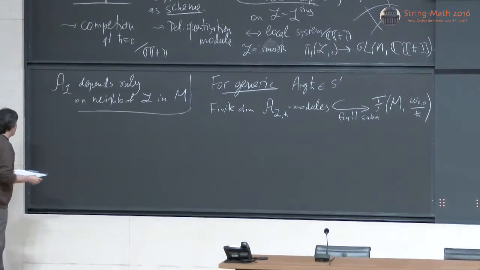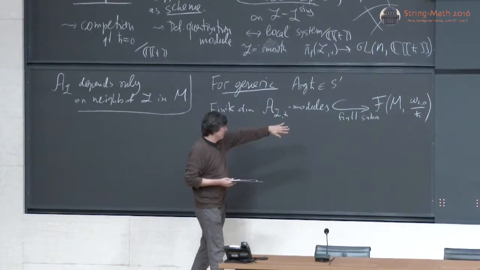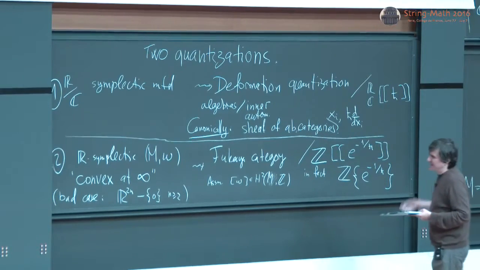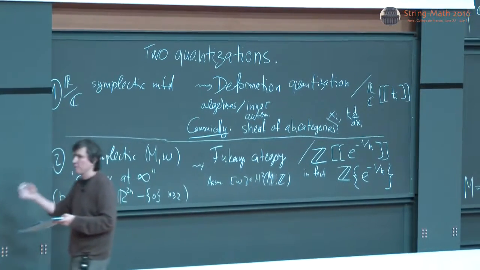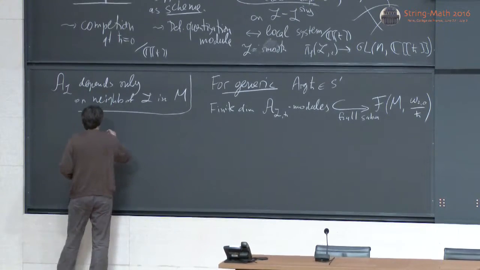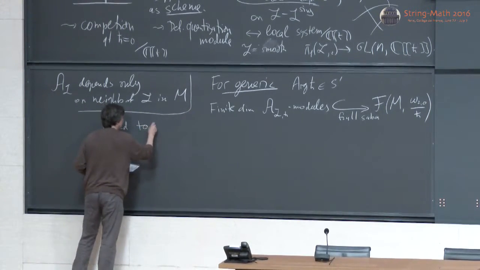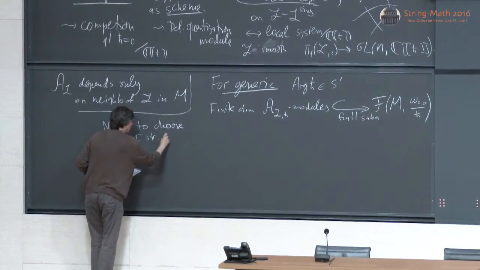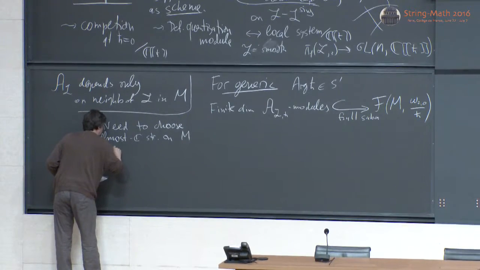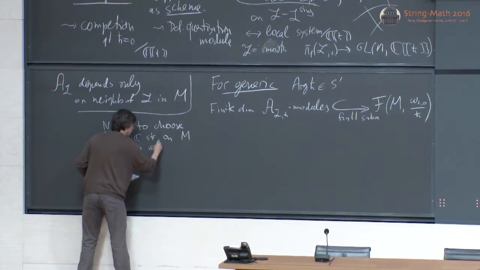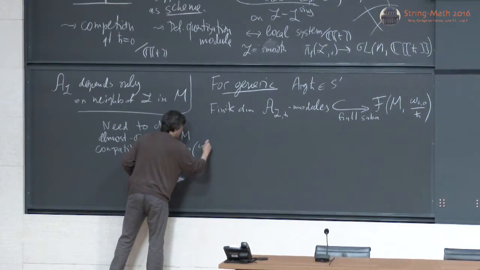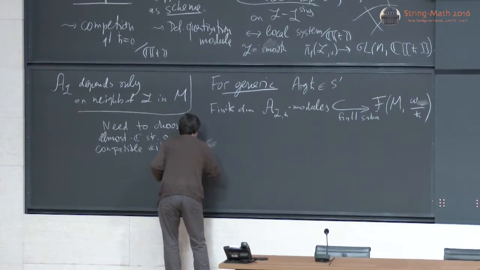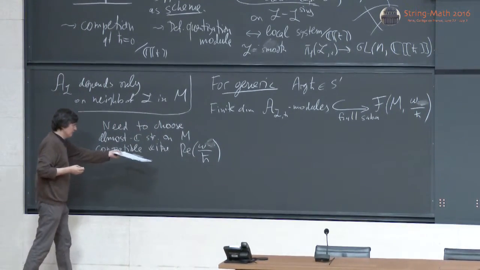Why is it so? What is actually the Fukaya category? I didn't tell you, if you don't know it. The Fukaya category roughly considers Lagrangian manifolds, but then you perturb by some holomorphic disks. To define the Fukaya category, we need to choose an almost complex structure on M compatible with my real symplectic form, omega, the real part of the two-form divided by H-bar.